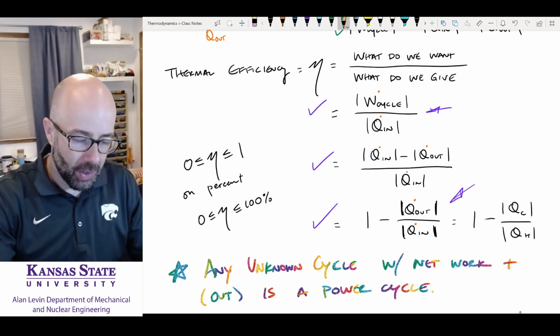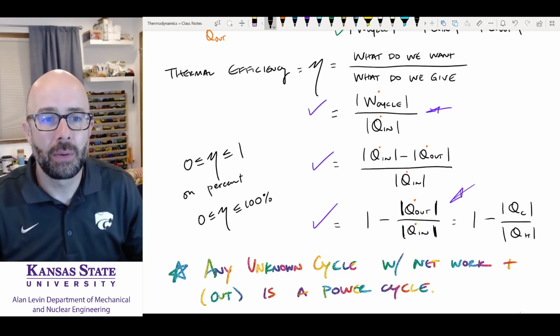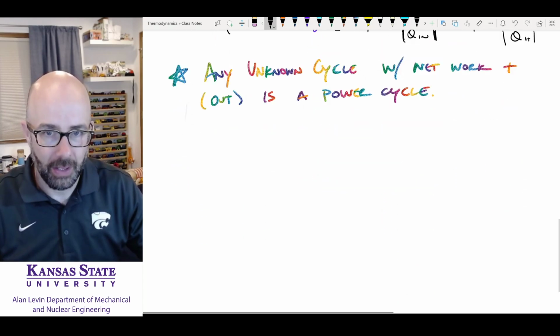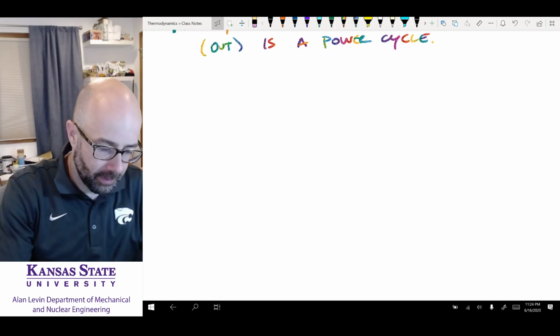The next type of cycle we're going to talk about here is going to be called a refrigeration cycle. Okay, so here we go, refrigeration cycle.